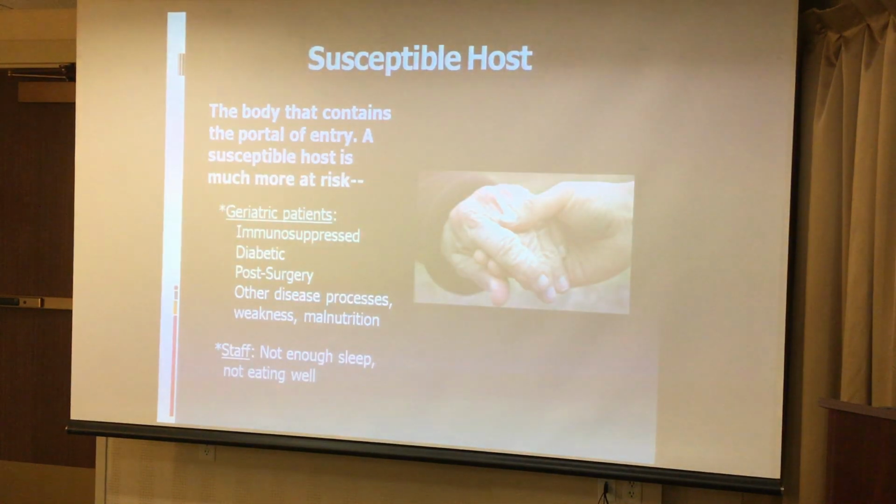Okay. Then the next link is the susceptible host. So this is the portal of entry of the body, okay? So when we think about our population with geriatric residents, as we age, our immunosuppression, our ability to fight infection goes way down. People who are diabetic, individuals that have had surgery that come back to us, they're at risk for high infection, or high risk for infection. And then, malnutrition, weakness, that's our population.